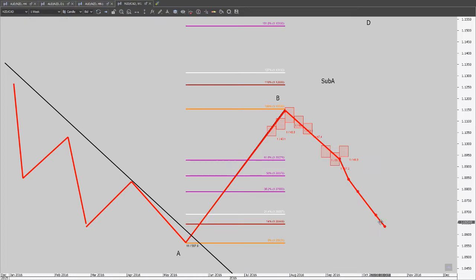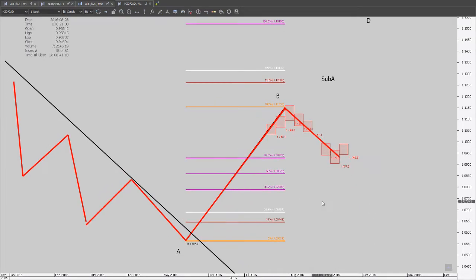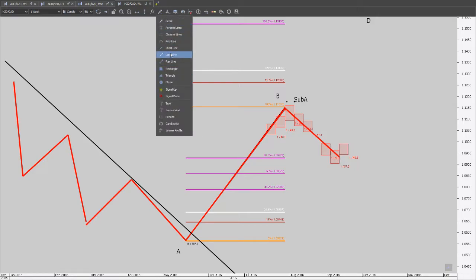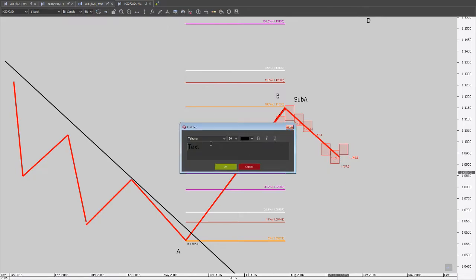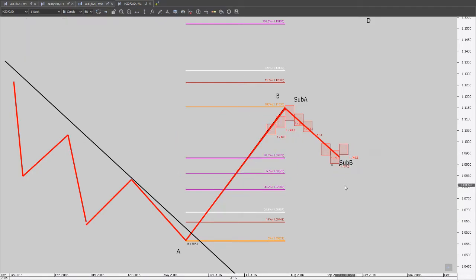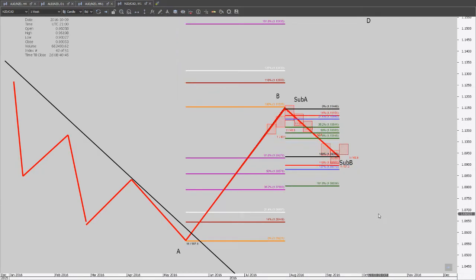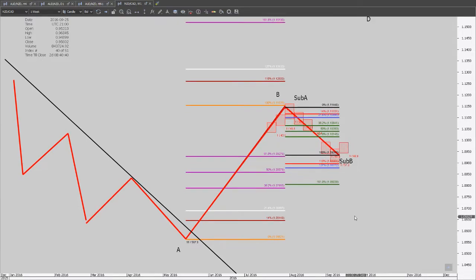Okay, so when the first, so this is the sub A, right? When the first low appears, just draw your Fibonacci, I mean the contrarian Fibonacci, and this is going to be our sub B. Draw your contrarian Fibonacci and try to identify what is happening now inside the sub A and sub B boundary.